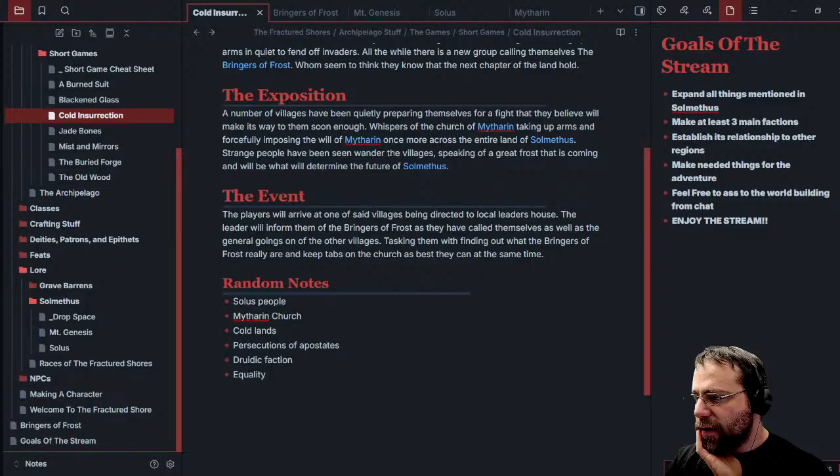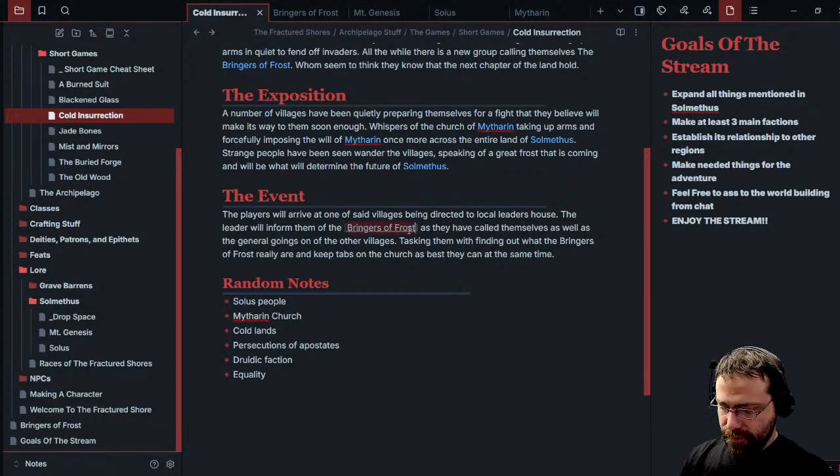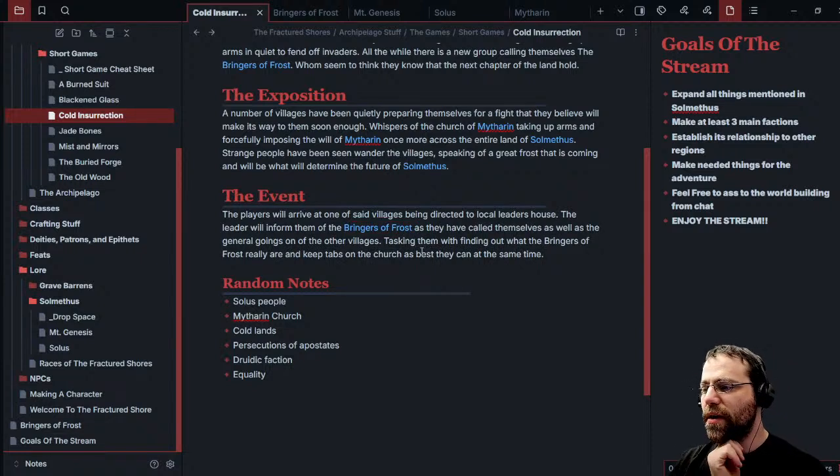The event. Players will arrive at one of said villages, being directed to the local leader's house. The leader will inform them about the Bringers of Frost, as they call themselves, as well as the general goings-on of the village. Testing and finding out what the Bringers of Frost are really up to, or what the Bringers of Frost really are, and keep tabs on the church as best they can at all times.